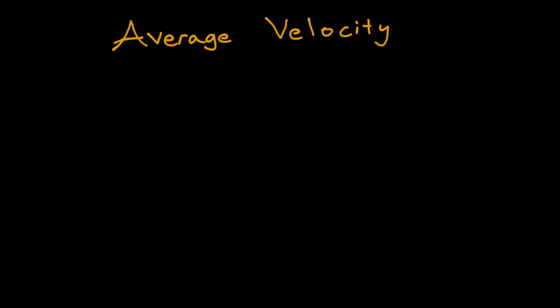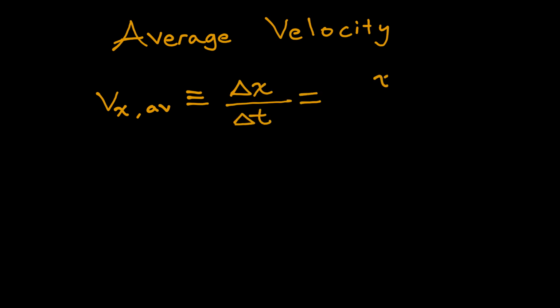We can write it like this. There's an x in the subscript just to remind us that we're talking about the x direction, and the AV stands for average. So to get the average velocity, you take the displacement and you divide it by the amount of time that it took. Here, the t1 is the time that you started at, and t2 is the time that you ended at.